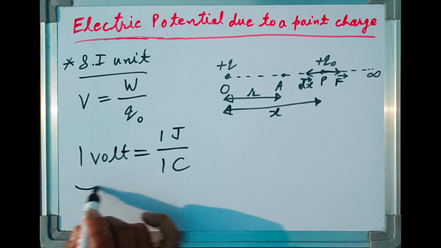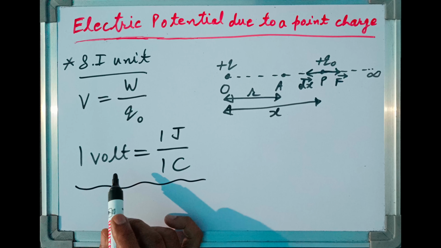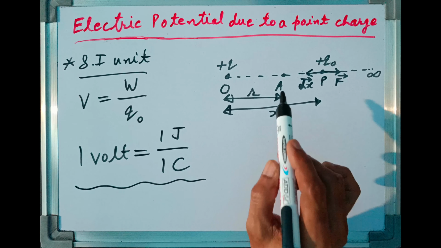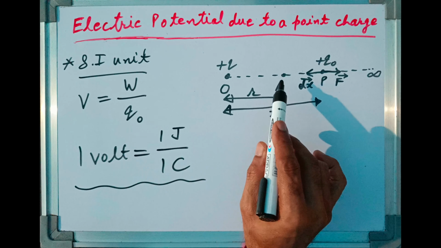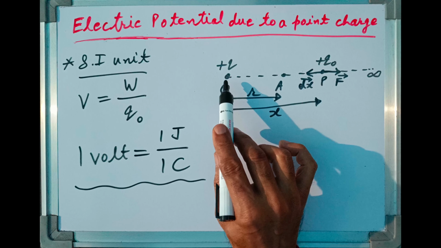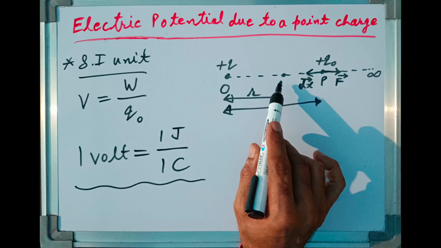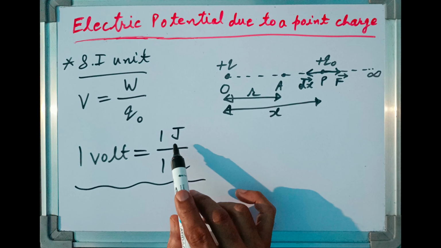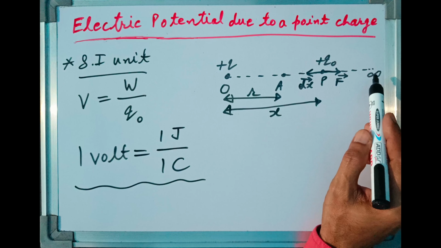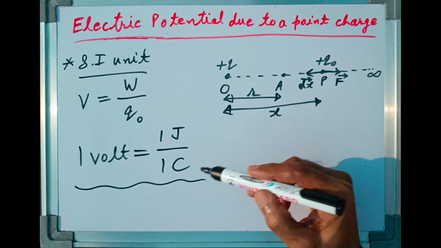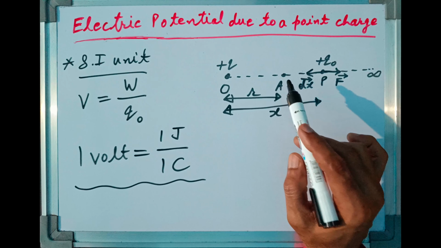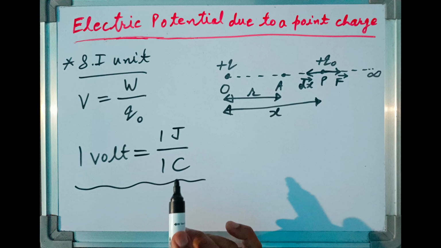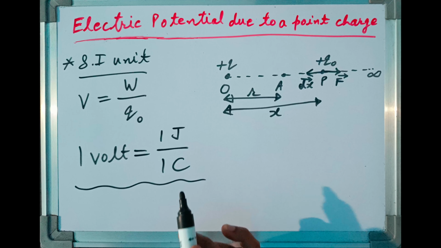So we can define 1 volt of electric potential as: at the point of observation, electric potential due to a source charge is said to be 1 volt if 1 joule of work is done in moving a test charge of 1 coulomb from infinity to the point of observation. This is the definition of 1 volt of electric potential.